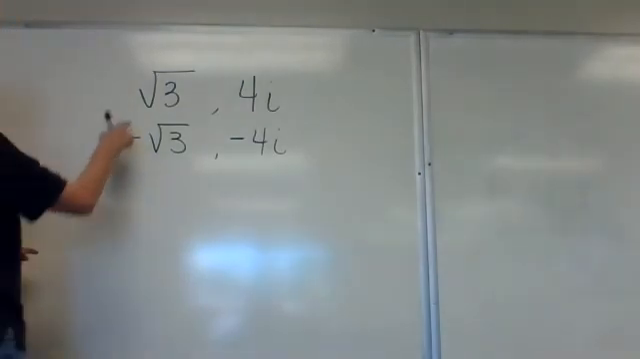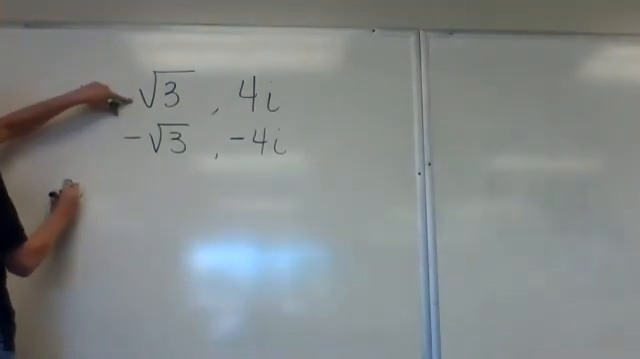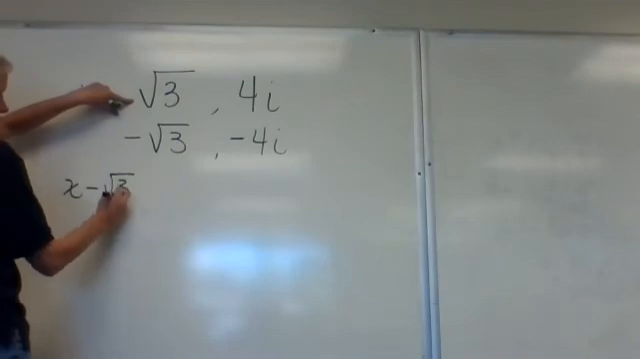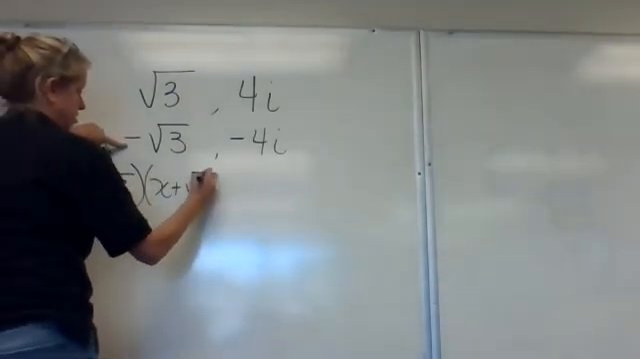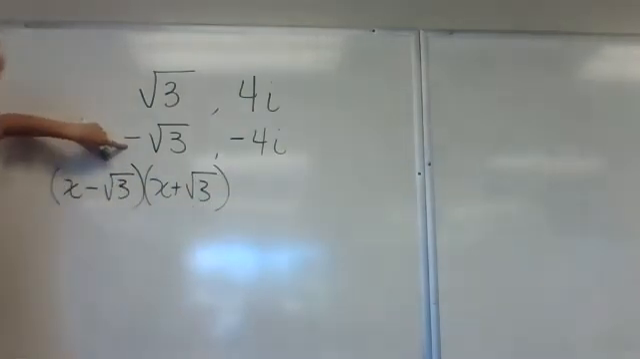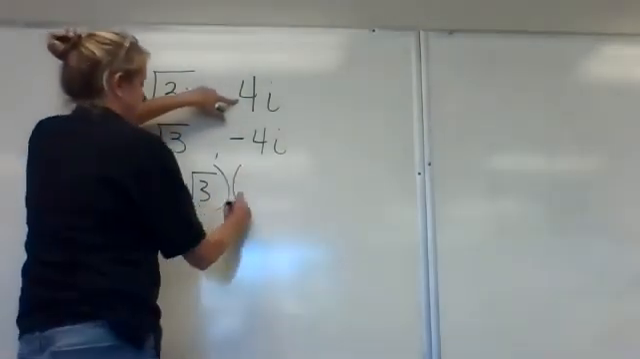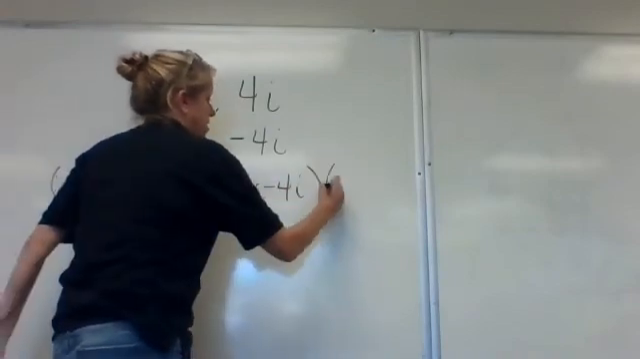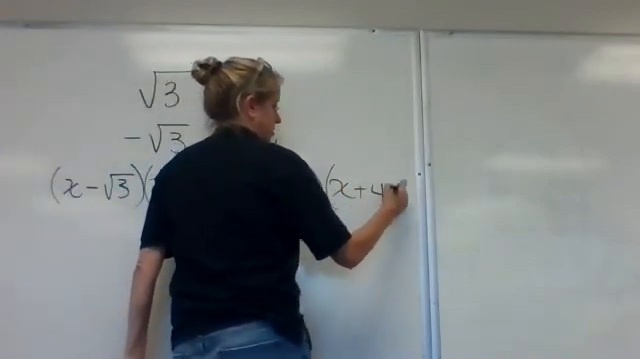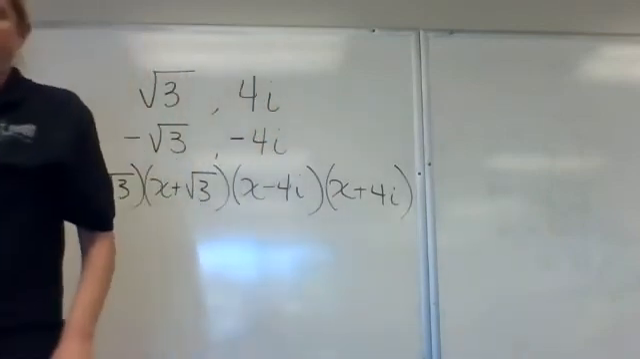So let's turn them into factors. This one will be x minus the square root of 3. This one will be x plus the square root of 3. This one will be x minus 4i. And this one will be x plus 4i. Yuck.